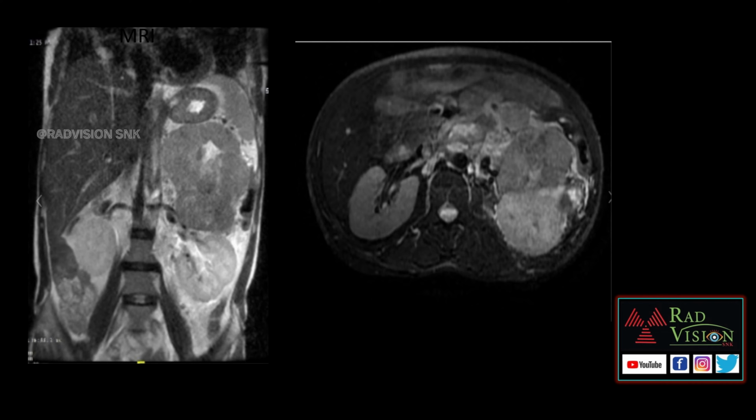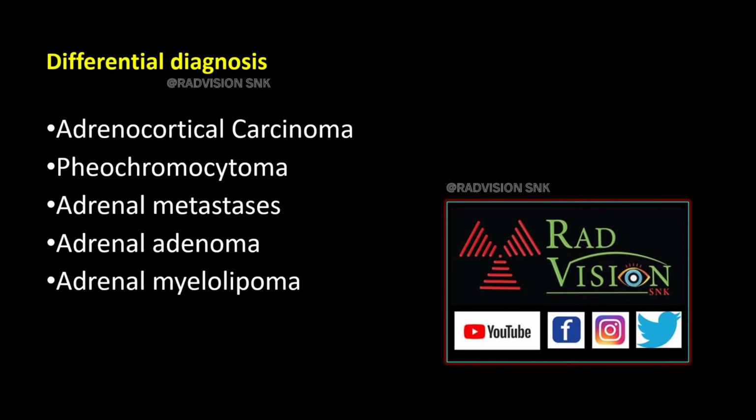On MRI, there is a large lobulated T2 heterogeneously hyperintense lesion noted in left suprarenal location with no evidence of suppression on T2 fat-SAT sequence. So based upon the clinical history, lab parameters and imaging findings, my primary diagnosis is adrenocortical carcinoma as the lesion is very large, heterogeneous in appearance due to the presence of necrotic areas and its propensity to invade the adjacent vascular structures like renal vein and IVC.